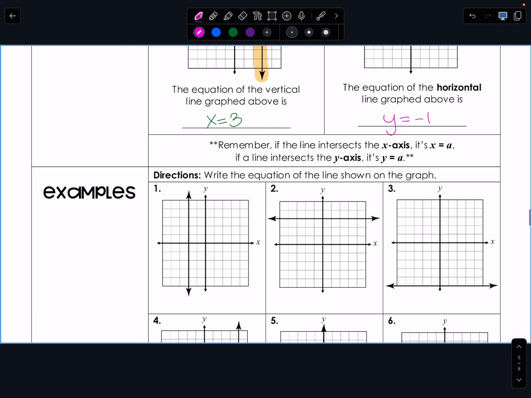So all of these, all I want you guys to do is be able to write the equation of the line. Here, this line goes through the value x equals -2. So x equals -2 is my equation. My horizontal line is going through 1, 2, 3. So y equals 3 is my equation.